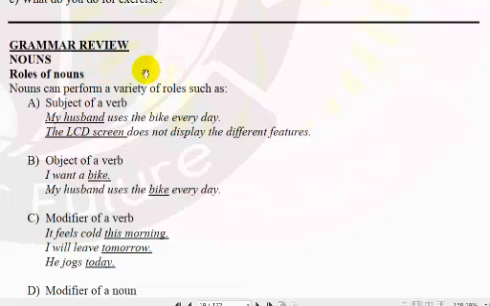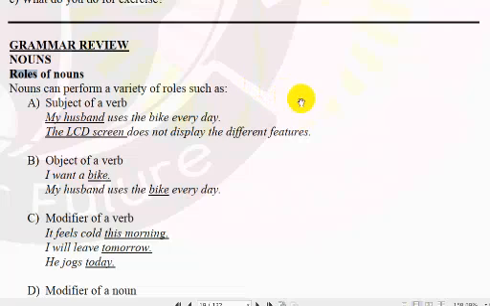Today we will be focusing on roles of nouns. Roles is "door" in Somali. We will talk about the roles of a noun, in any part of the sentence. Nouns perform different tasks when they are in a sentence.